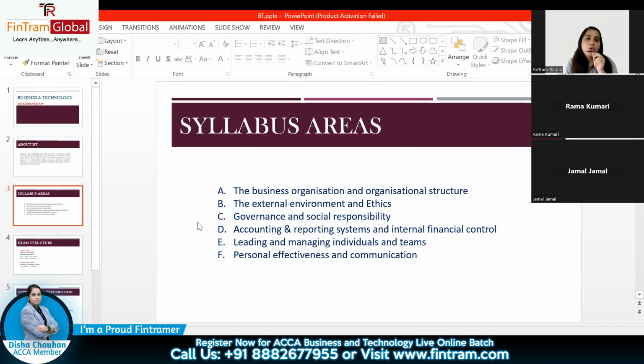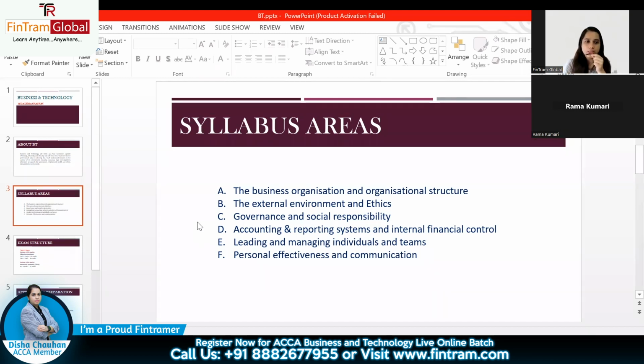So these are all the syllabus areas which are going to be covered if you enroll with FinTram. And I'm the faculty who will be going through each of the sessions covering all of these.